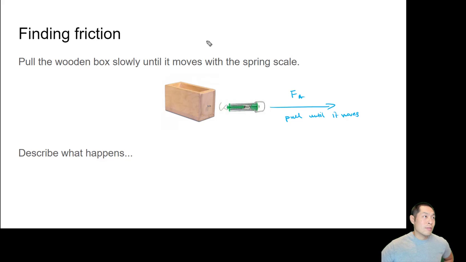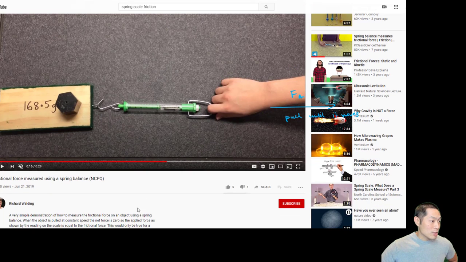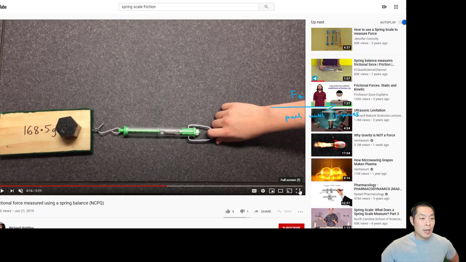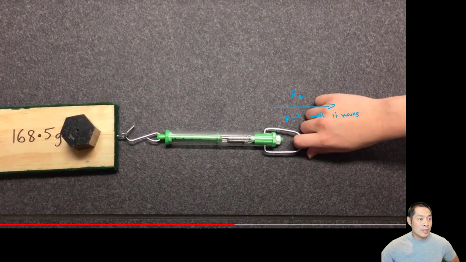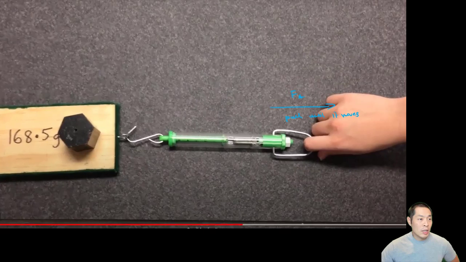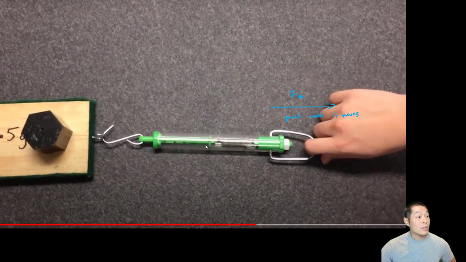So if I show you this video, it's really quick. And thank you to whoever uploaded this, Mr. Richard Walding. It's a really simple but detailed video. If you watch right now, this is a spring scale. It's at 0, and you're going to watch the force increase over time as they start pulling. Right now it's 0, not pulling at all, and all of a sudden it's going to increase. Notice it's increasing, but there's no motion.